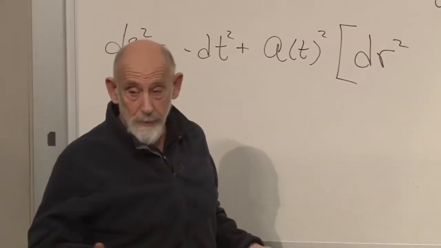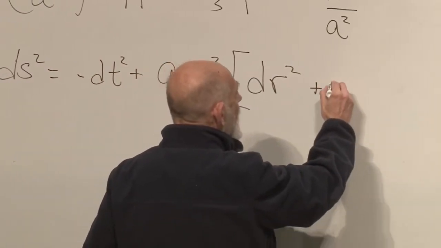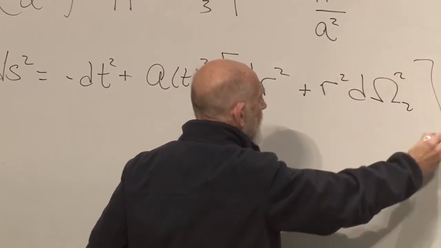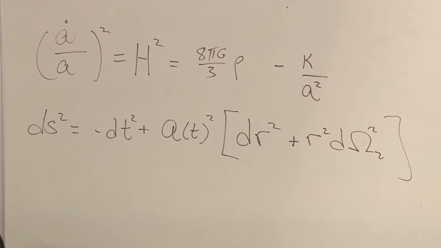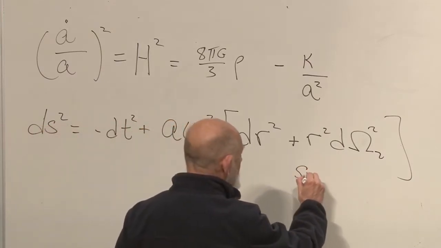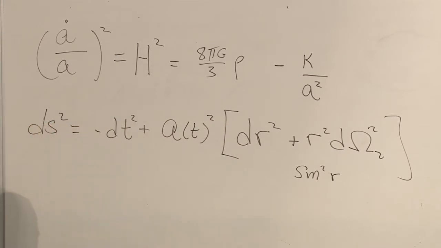The first one would be flat space. Let's take the case of flat space. That's k equals 0. Then this would be r squared d omega squared, the 2-sphere of the sky. What about k equals plus 1? What do we put there? Anybody remember? Sine of r squared. So this could be sine squared of r, or if it's negatively curved, hyperbolic sine squared of r.